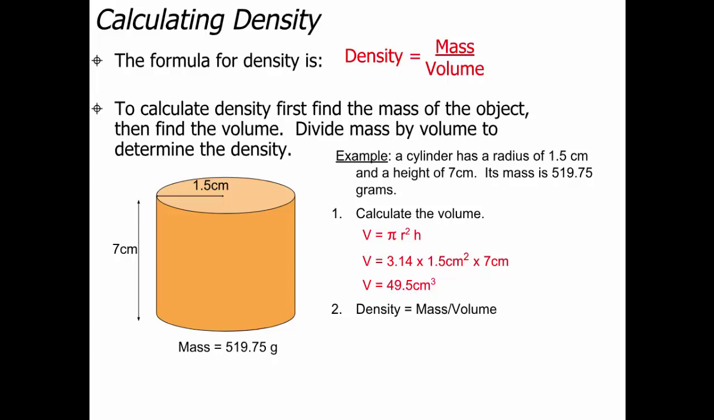Okay, I already know its mass because it was given to you. How might we have measured that mass? Probably on a triple beam balance. So if I take my formula, density equals mass divided by volume, divide 519.75 grams by 49.5 cubic centimeters, we get an answer of 10.5 grams per cubic centimeter.